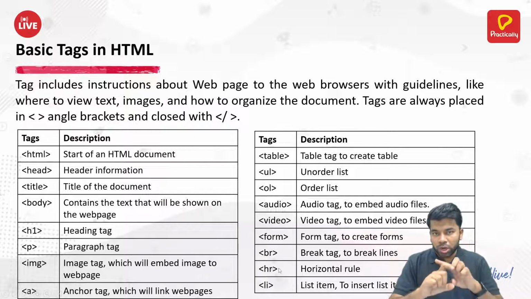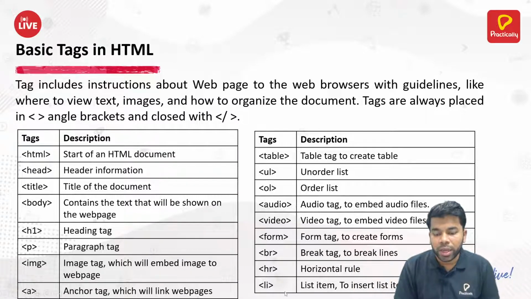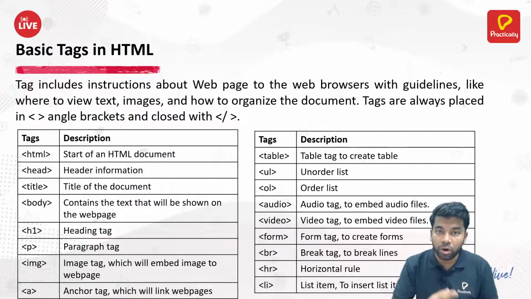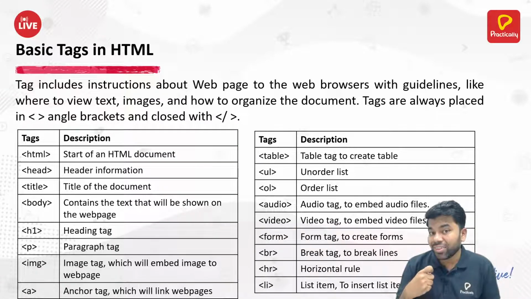The horizontal rule is used to create a horizontal line, and the li tag is used to insert a list item. The UL tag is used to create an unordered list in the form of bullets. The OL tag is used to create an ordered list, meaning I want to display the list of items in a particular order, A, B, C, D, 1, 2, 3, 4. In that situation, I can use OL. If I want to insert list items inside the UL tag and OL tag, I have to use the LI tag. Without the LI tag, I cannot insert any item.